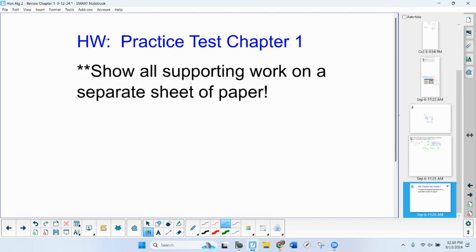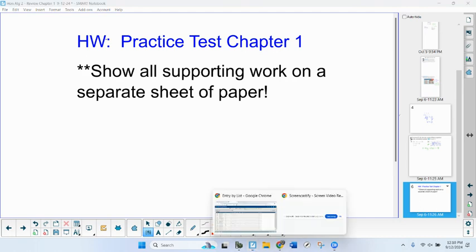Ooh, the back of these did not copy very well, did they? Some of them. Any other blue sheets? Okay, you have the rest of class time. I'll be around to answer questions if you need them. You may go in the hall.